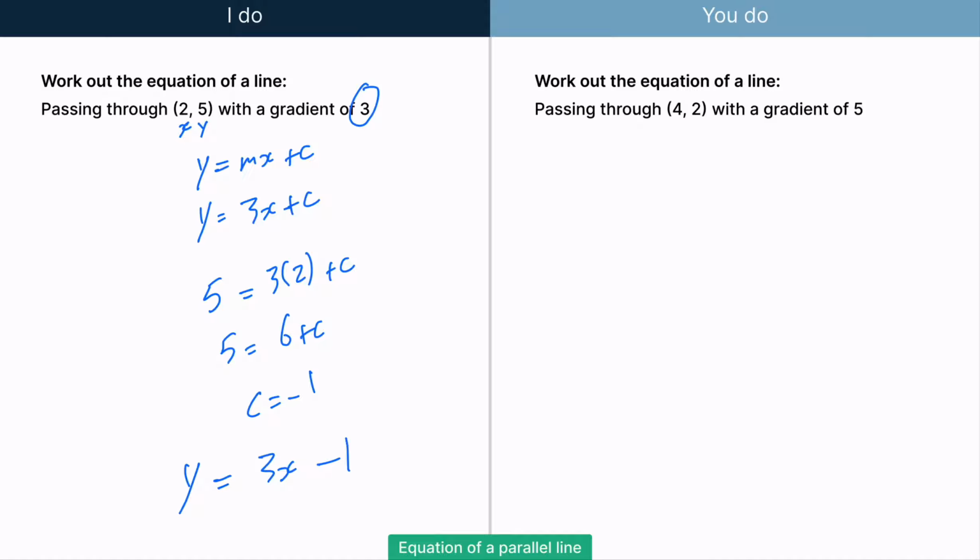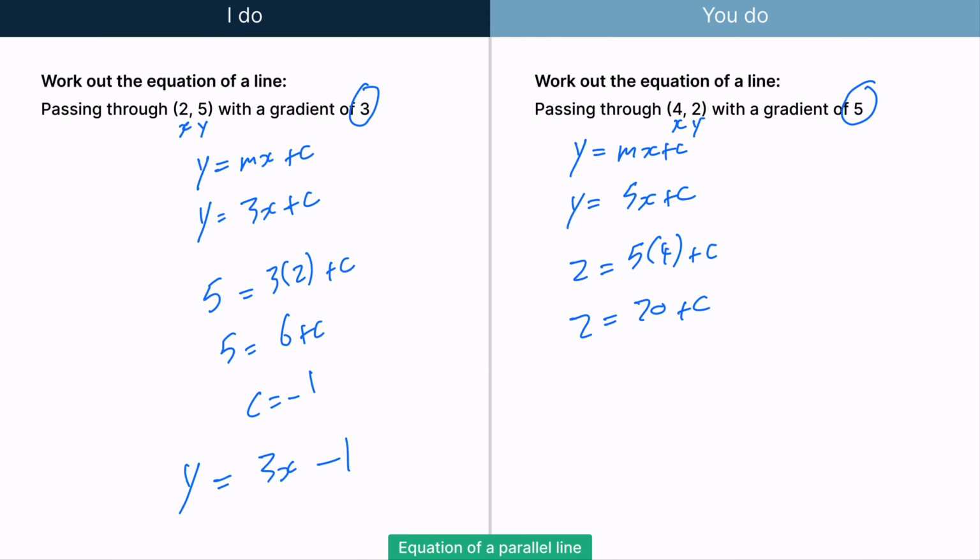Okay? So hopefully you've pressed pause and had a go at the example on the right. So we have y is equal to mx plus c. The gradient is 5. And to find c, we're just going to substitute these 2 points in. And that is the answer there.